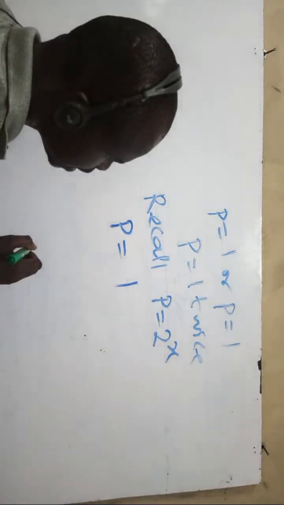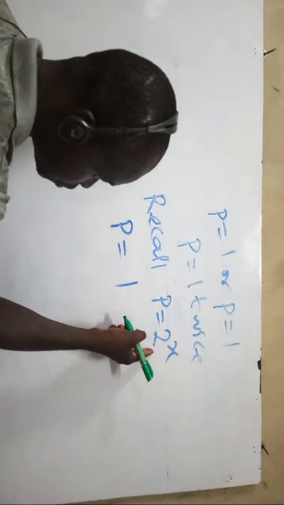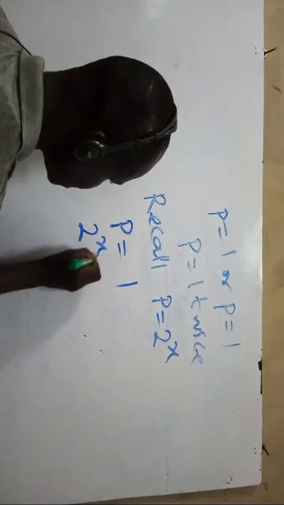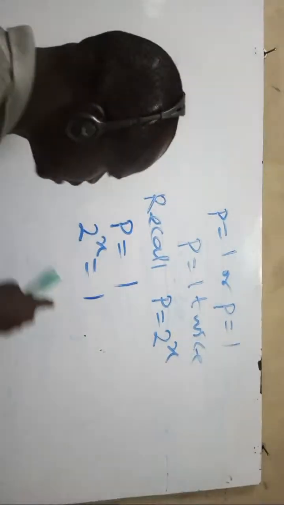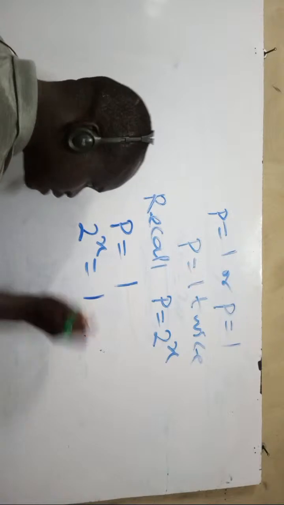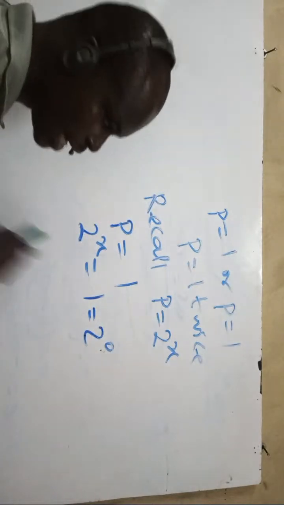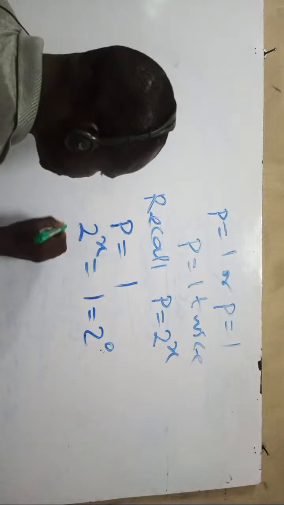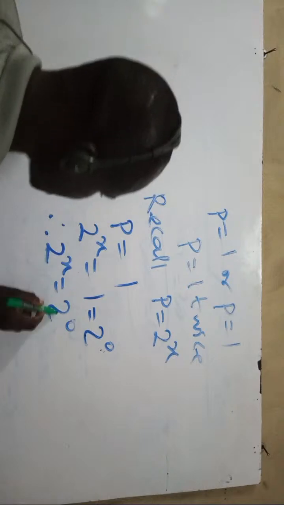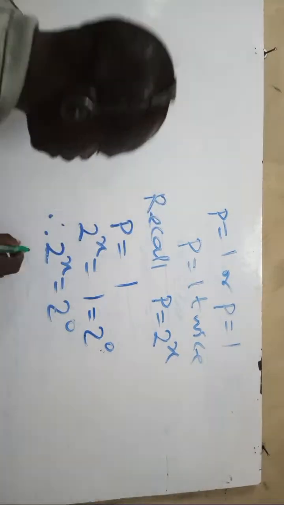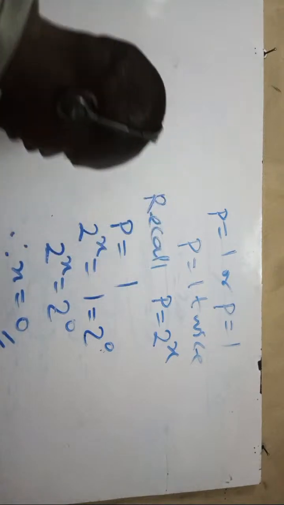In this case, you understand? What is p? p is 2 raised to power x. We now say 2 raised to power x is equal to 1. Then from the fourth law of indices, we said anything raised to power 0 is 1. So in this case now, I can change this 1 to be equal to 2 raised to power 0, because it is 2 that is my base here. So I will now say, therefore, 2 raised to power x is equal to 2 raised to power 0. The bases are equal, so equate the powers. Therefore, x is equal to 0. And that will be the answer.